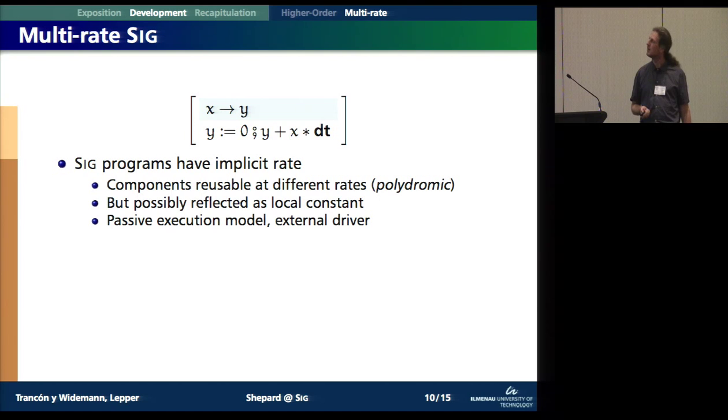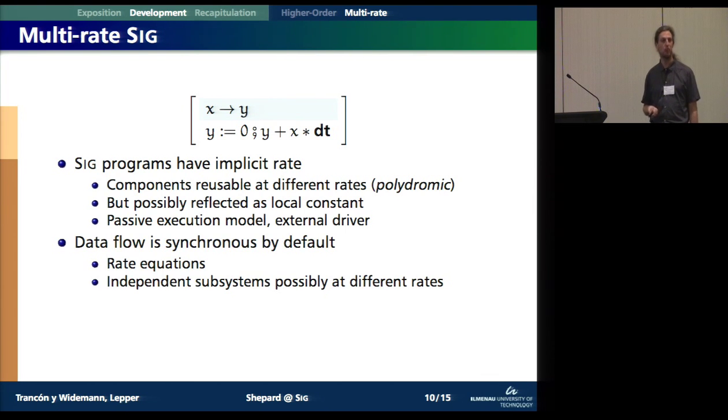Here's a very simple example of how things look like in SIG. There's a component that just adds the element of x to y, starts with 0, and multiplies each x with a constant dt. So in SIG, there's nothing in the program that specifies at which rate this component is to be run. That's up to the usage context to decide. So every component can be reused at different rates. But this constant dt is instantiated to, well, the inverse of the rate that it's actually running for real-time computation.